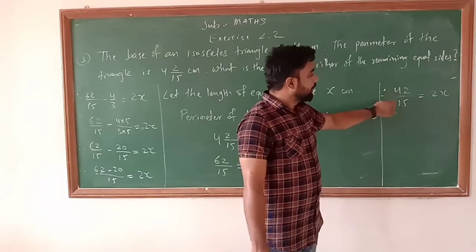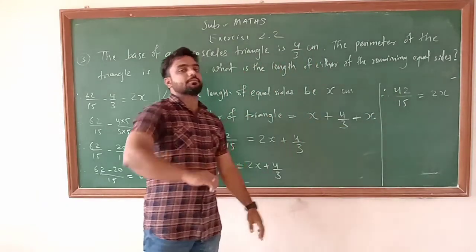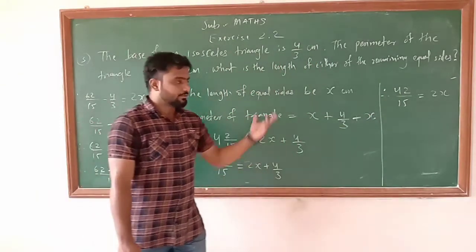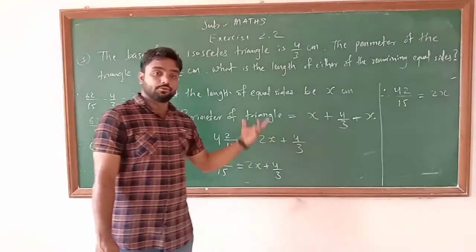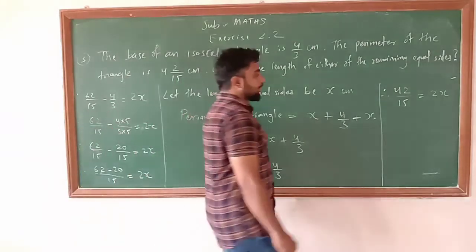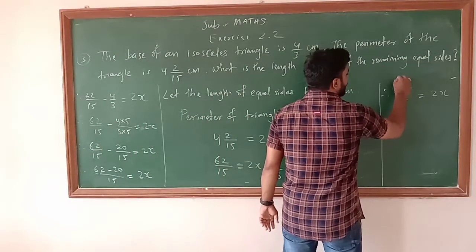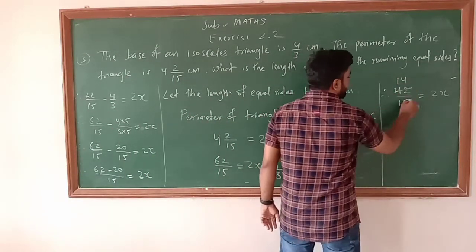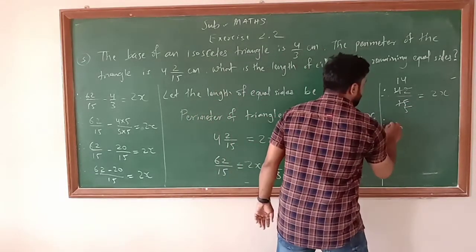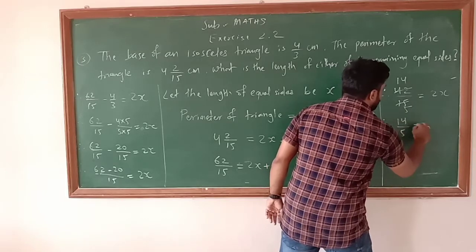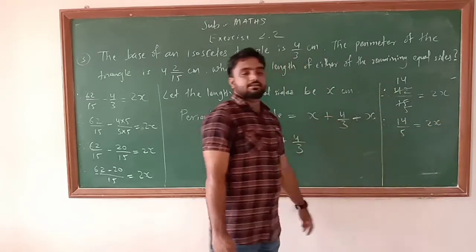Okay, now furthermore simplification, check whether both of the numbers, the numerator and the denominator, are divisible by some number. Okay, so I will check. Yes, both of the numbers are divisible by 3. That is, 3 14s are 42 and 3 5s are 15. So therefore 14/5 is equal to 2x.